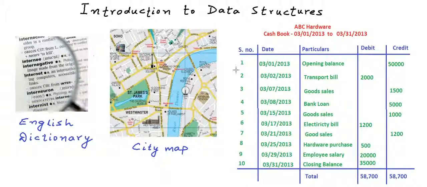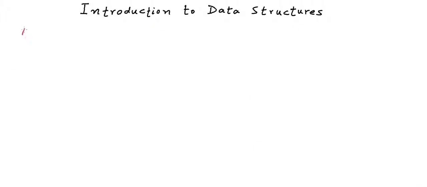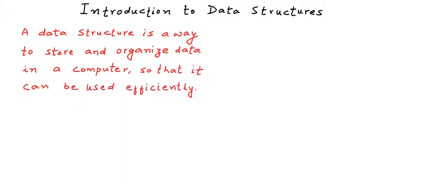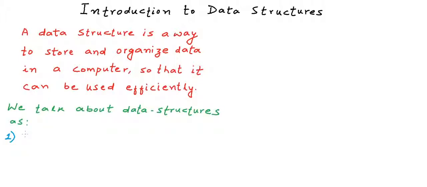A formal definition of a data structure would be that a data structure is a way to store and organize data in a computer so that the data can be used efficiently. When we study data structures as ways to store and organize data, we study them in two ways. One, we talk about them as mathematical and logical models. When we talk about them as mathematical and logical models, we just look at an abstract view of them. We just look from a high level at what features and what operations define that particular data structure.